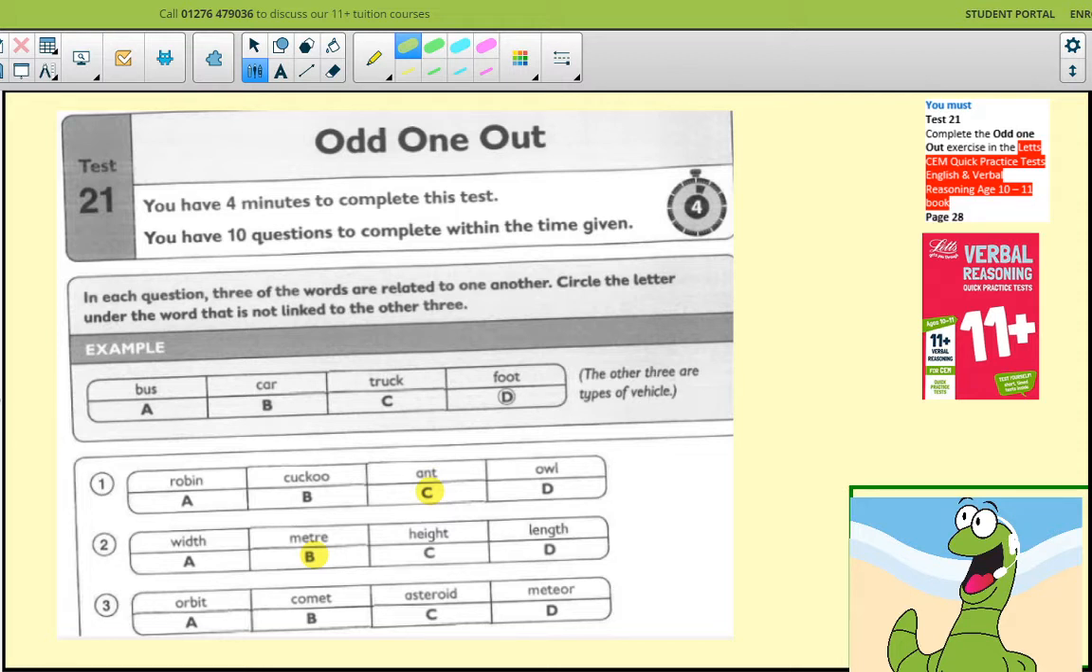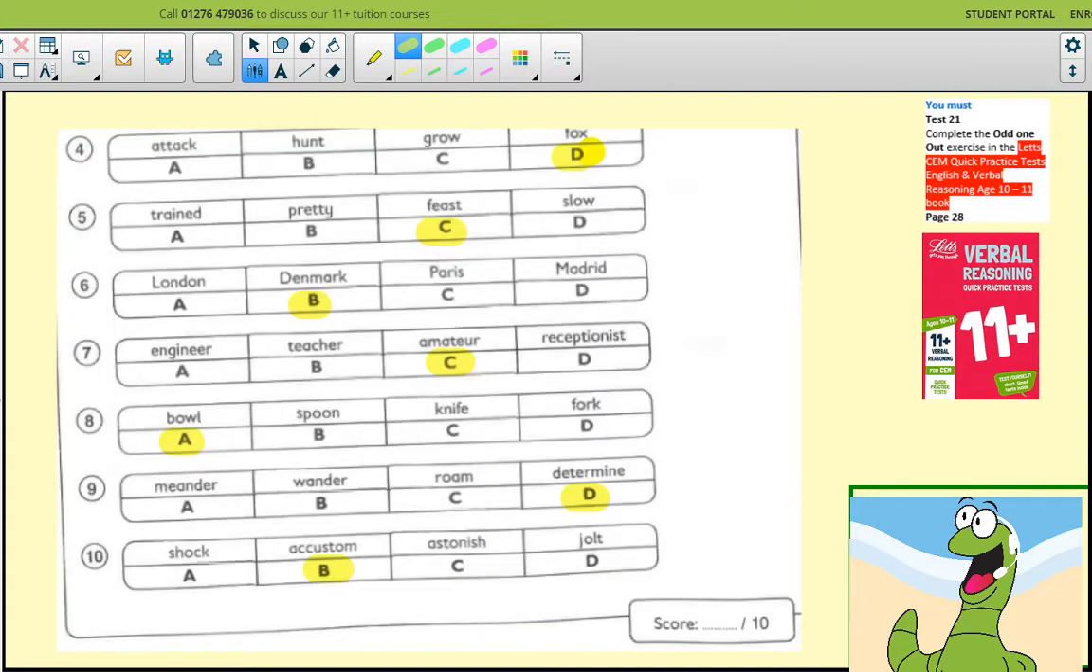And with 3, we had A, orbit, B, comet, C, asteroid, or D, meteor. And the answer was A, orbit. These are things that exist in space, whereas an orbit describes the way that something is going around a planet or solar system. Number 4, then the answer was D for fox. These are all verbs, for example.